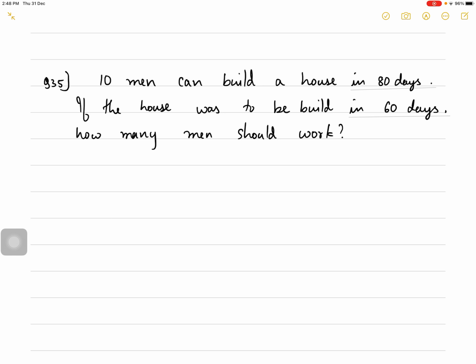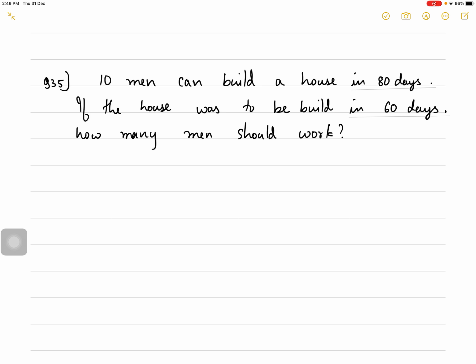10 men can build a house in 80 days. If the house was to be built in 60 days, how many men should work? Okay, first decide whether this is inverse proportion or direct proportion. If one work is done by less number of people, it will take more time. And when the same work is done by more number of people, it will take less time, right?